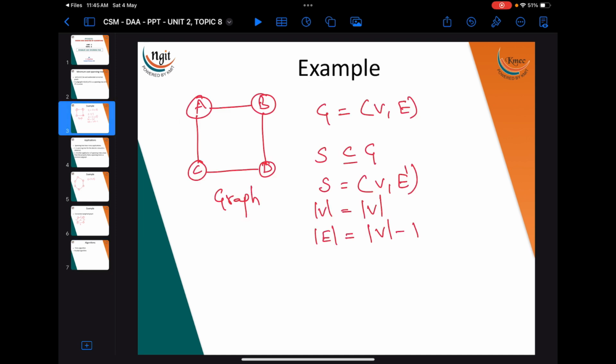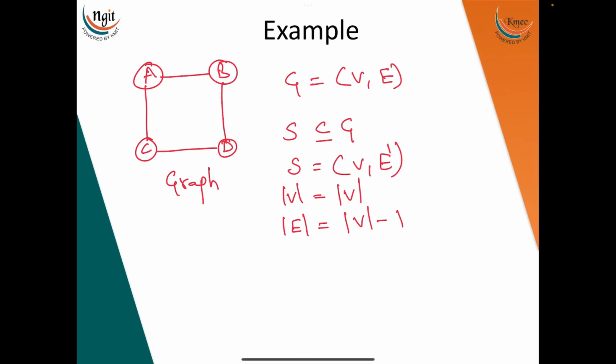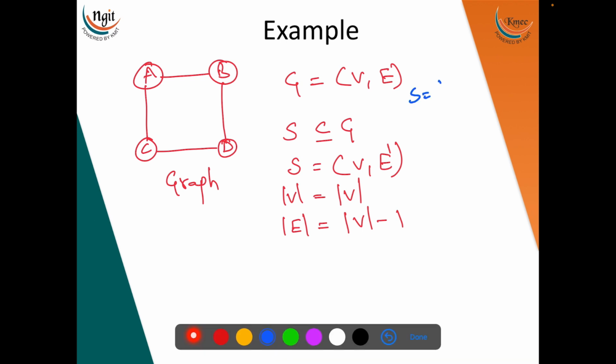Now look at this. So I have this graph. As far as the formula is considered, S is a spanning tree where it should have 4 comma 3 for this example. 4 is the number of vertices, 3 is the number of edges. Now how many spanning trees can I draw? A to B is 1, A to C is 1, B to D is 1.